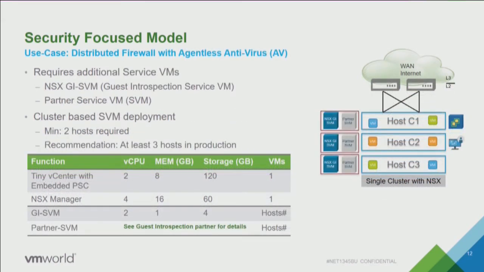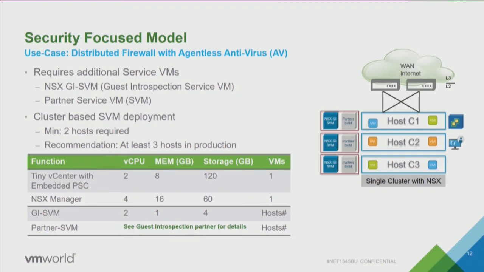And then we have the security-focused deployment model with agentless antivirus use case. Now, agentless antivirus is being provided through our collaboration with our security partners, like Trend Micro, Symantec, McAfee, Fortinet. These are the partners, or the list is long. I'm just giving you a few names here. So this feature or use case is provided through these partners.